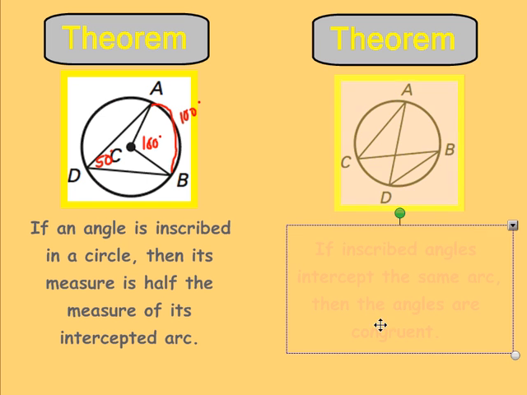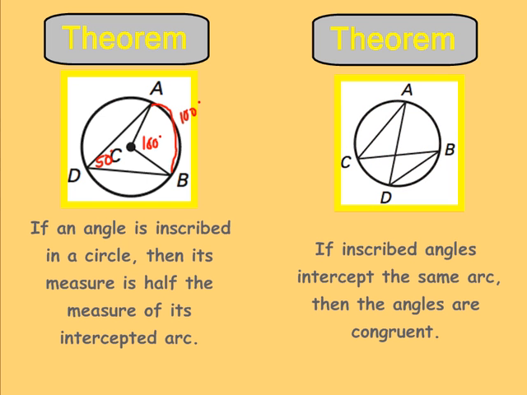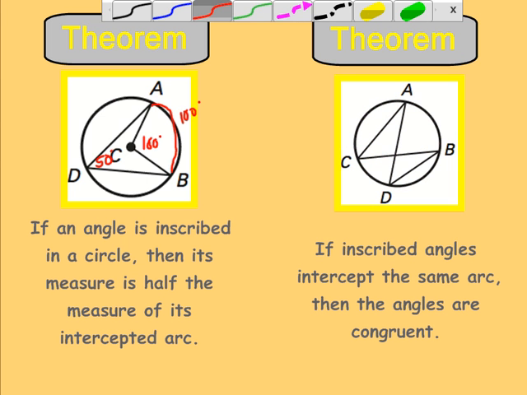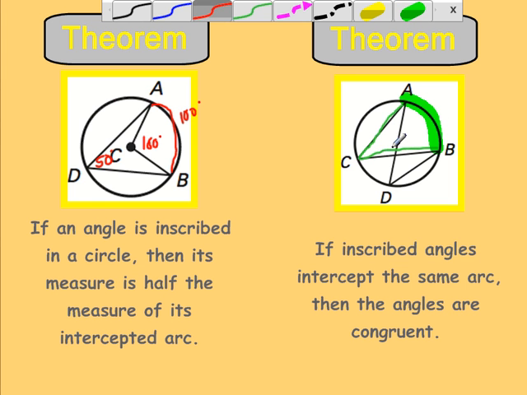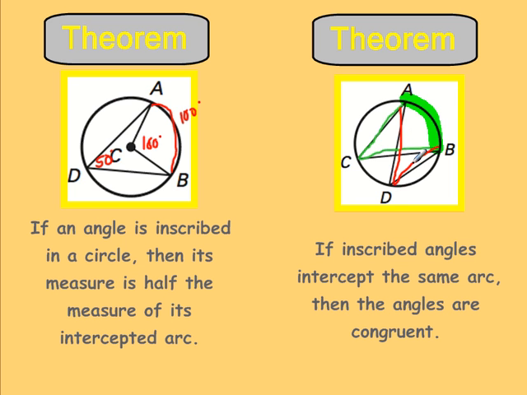Our other theorem says that if you have two inscribed angles and they intercept the same arc, then they're going to be congruent. So here we have angle ACB, and ACB intercepts this arc AB. We also have this angle ADB. This one is also an inscribed angle, and it also intercepts the same arc. So whatever this arc's measure is, let's say 90 this time, that would mean we have two 45-degree angles, and that would mean those angles are congruent.